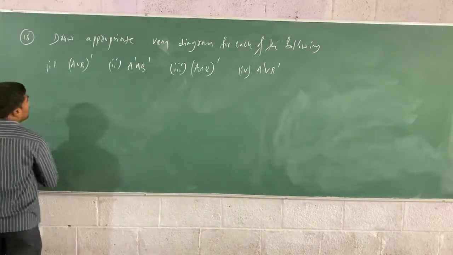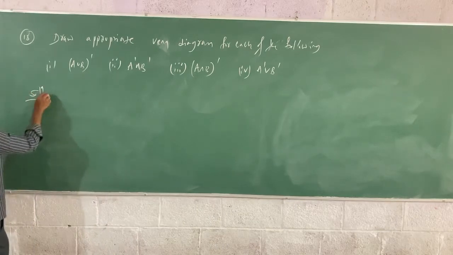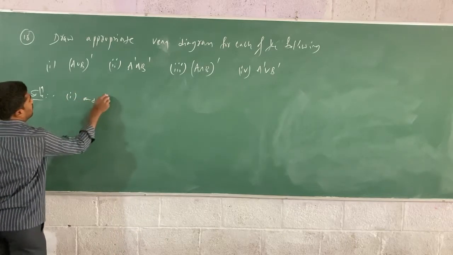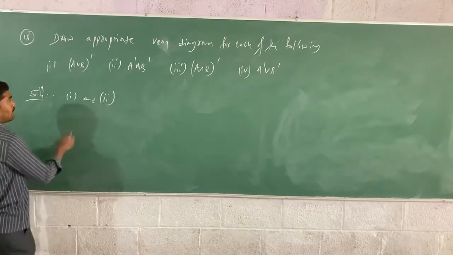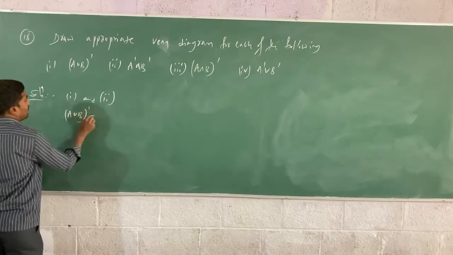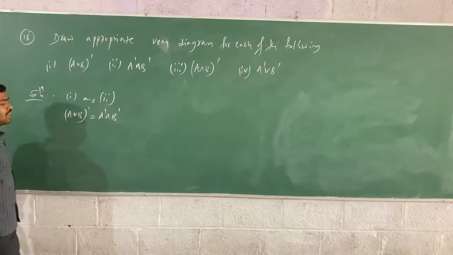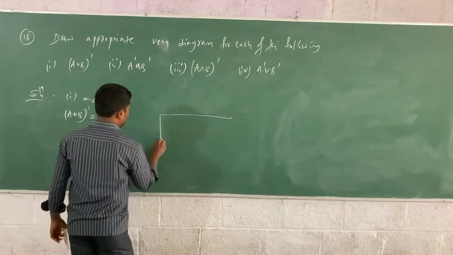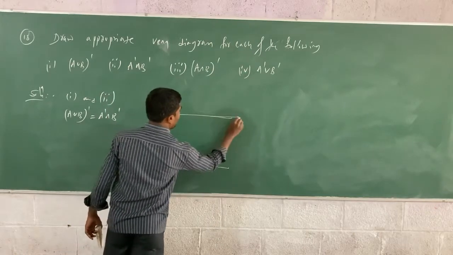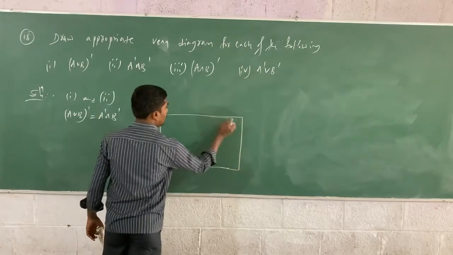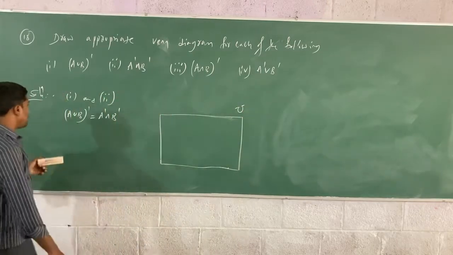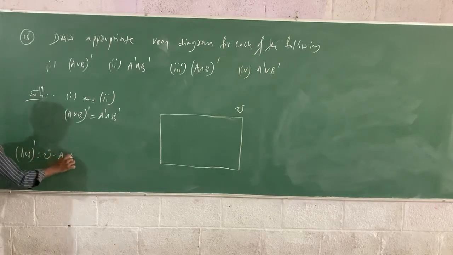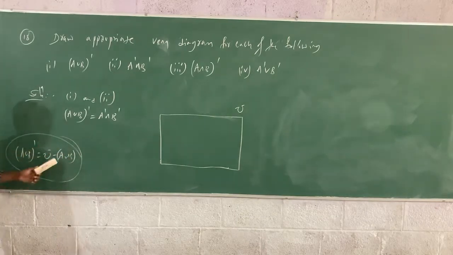Okay? Right. Solution. So according to De Morgan's laws, the first and second are the same, so let us draw one diagram. Because complement of A union B is the same as complement of A intersection complement of B. So the complement of A union B in the universal set is U minus A union B.